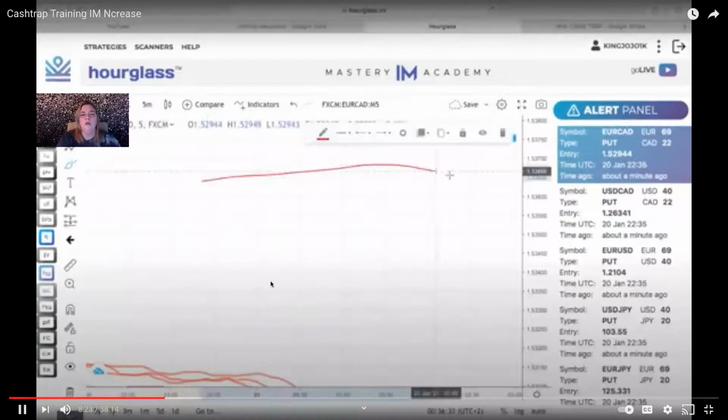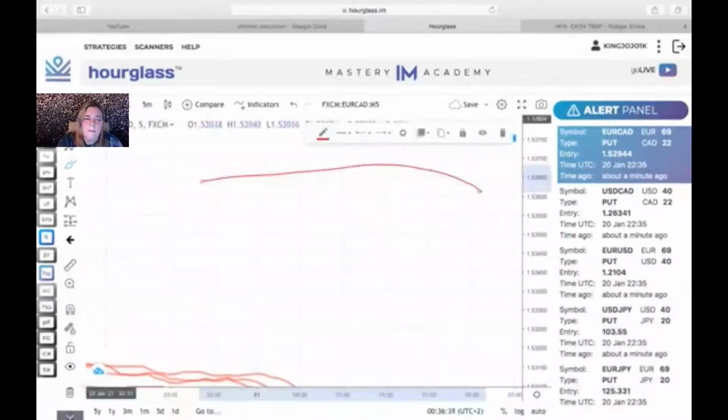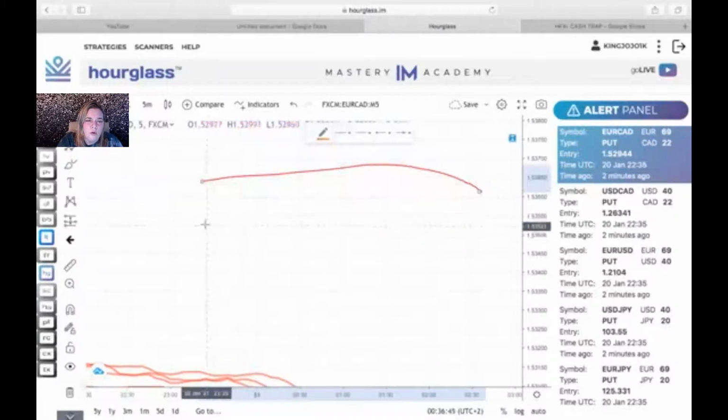So we got our red Bollinger. We have our EMA. Let's do the middle.